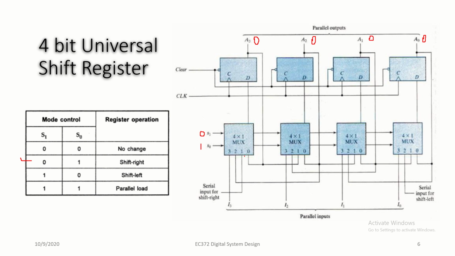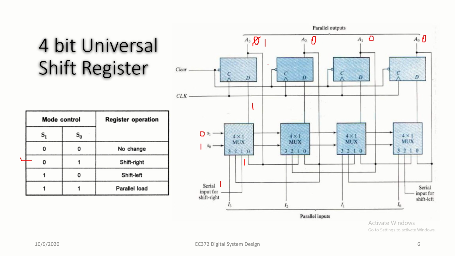But what is the input here? That we have to provide as a serial input. So let's say here I am providing the serial input as 1. So here this would be 1, and the output of the D flip-flop, which was previously 0, would now be 1. Now the output is 1 0 0 0.